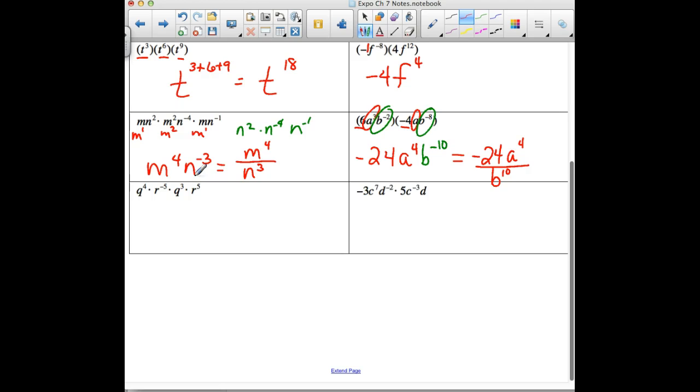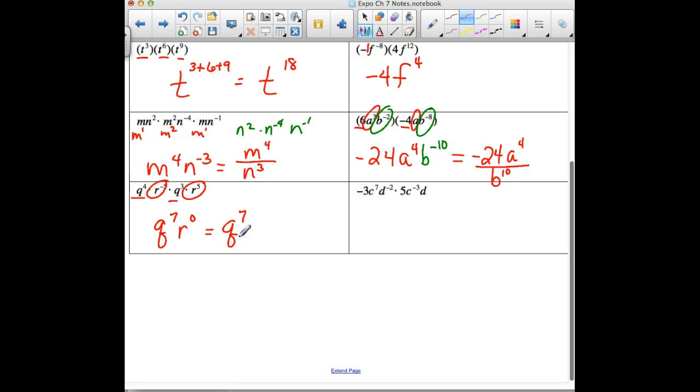All right, next we have q to the fourth and q to the third. We get q to the 7th. Our r's, be careful here. We have r to the negative 5 and r to the positive 5. That's r to the 0 if we add those exponents. But remember, anything to the 0 is 1. All right, anything to the 0 is 1, and timesing by 1 does not change our answer. So we are going to just have q to the 7th.